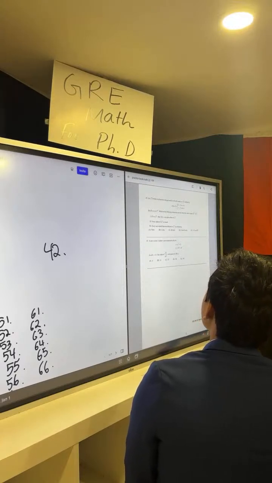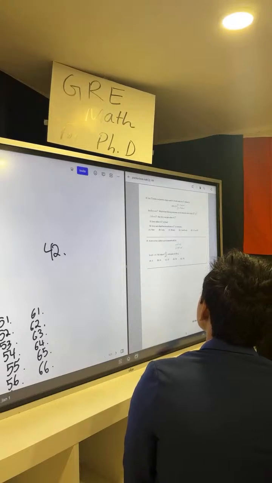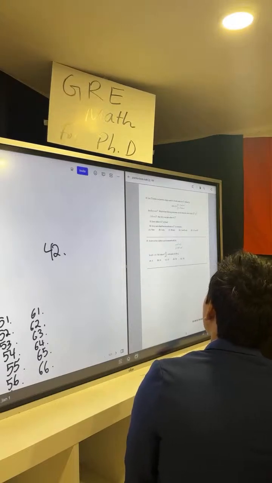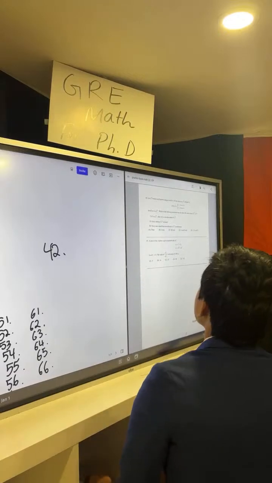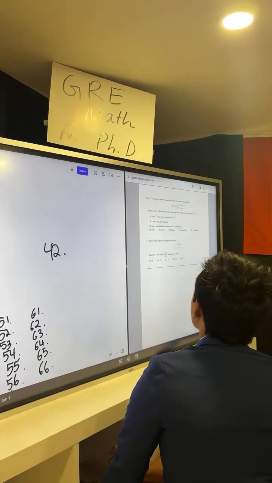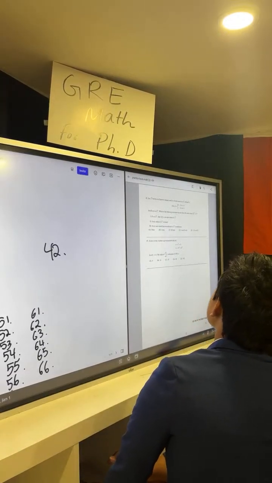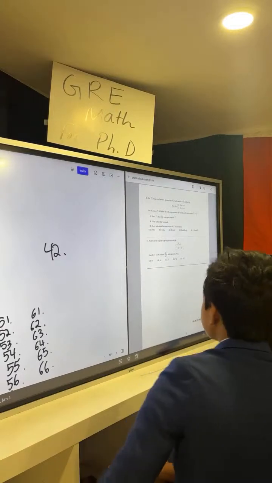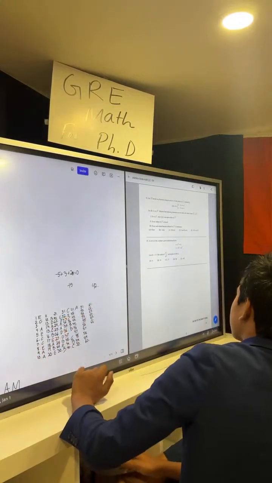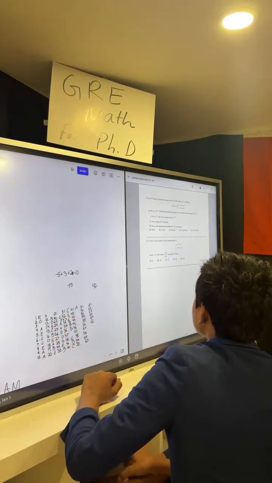Every real valued function defined on z is continuous. No, that can't be true because of the way distance is defined. Because, like, yeah, no, that can't be true. So 3 is definitely wrong.